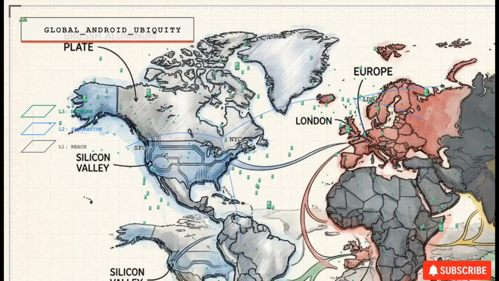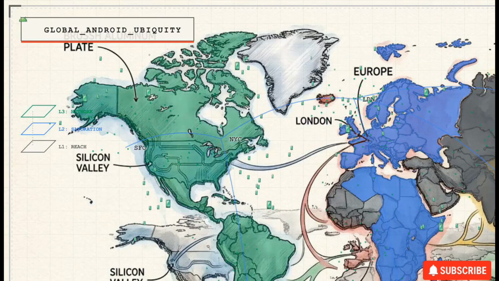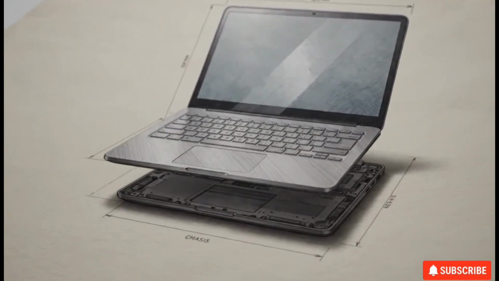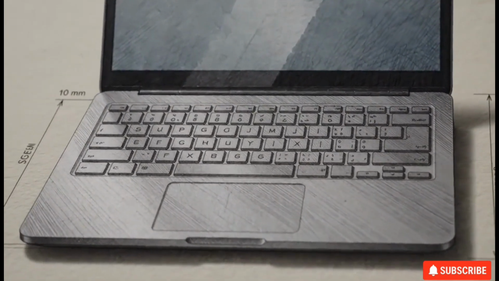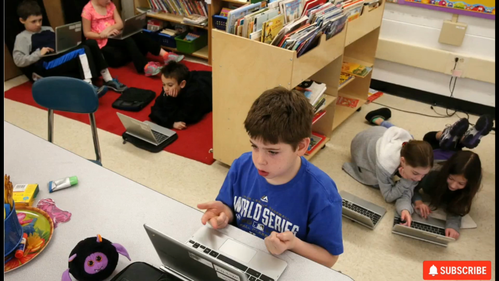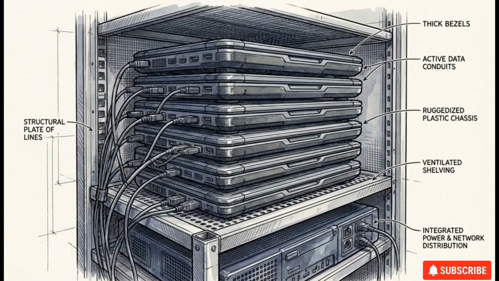Google controls the operating system on over 3 billion active smartphones worldwide. But if you look at the premium laptop sitting on your desk right now, the chances of it running Google software are incredibly slim. Looking at this image of a typical elementary school classroom, you see Google's real computing foothold. Chrome OS is a massive success, but it serves almost exclusively as a budget-friendly, web-based platform for education.